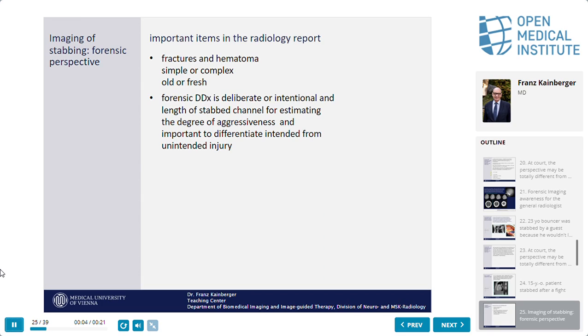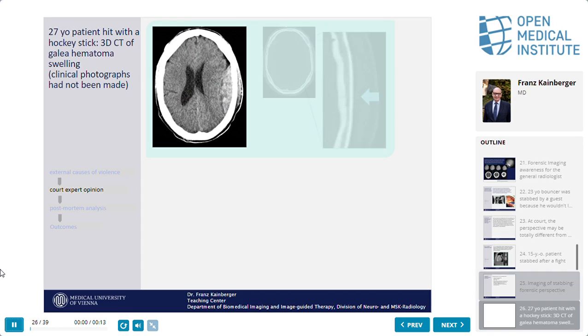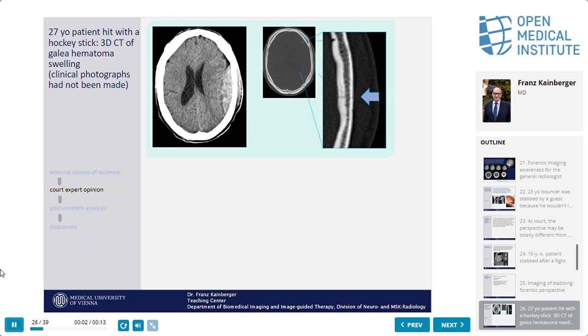And that's what I already mentioned, the length of the stab channel for estimating the degree of aggressiveness. This is something that was totally new for me, that the length of a wound is an indicator and correlates with the amount of aggressiveness of the offender. Here, this was a 27-year-old patient hit with a hockey stick. And in this case, it was important because here, when magnifying the bone windows, you see a tiny fracture.